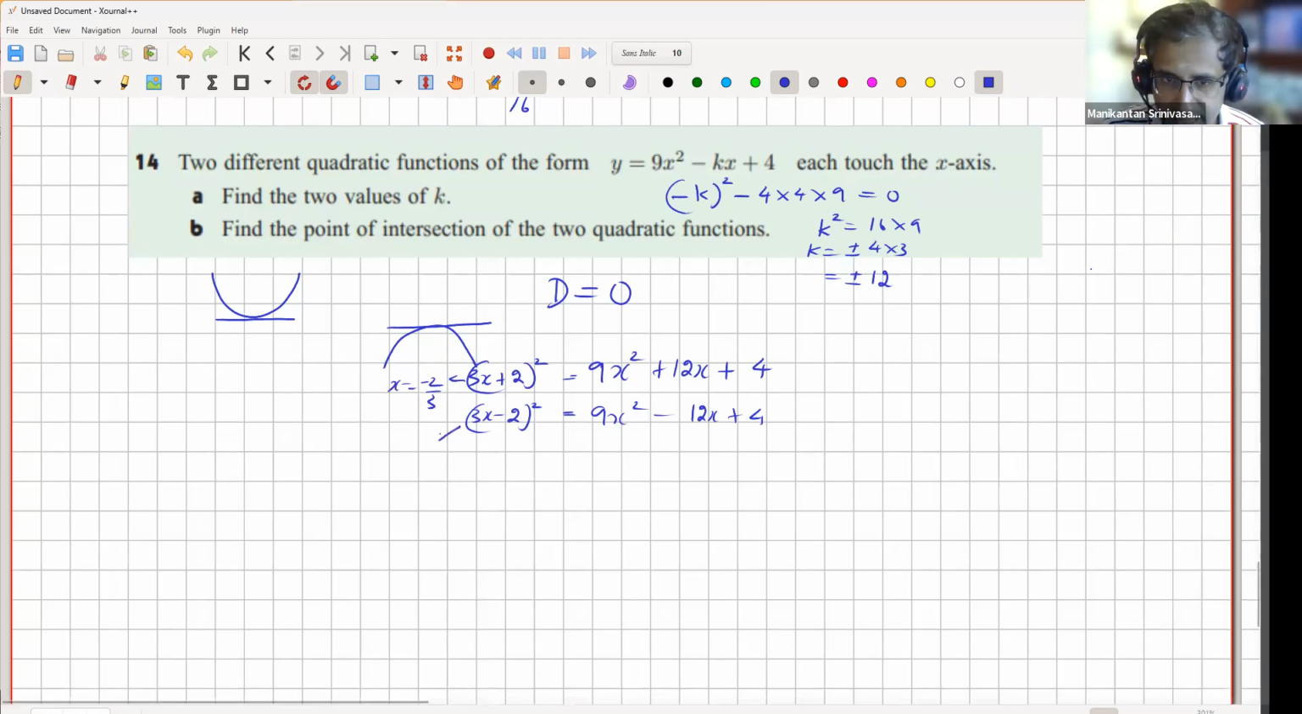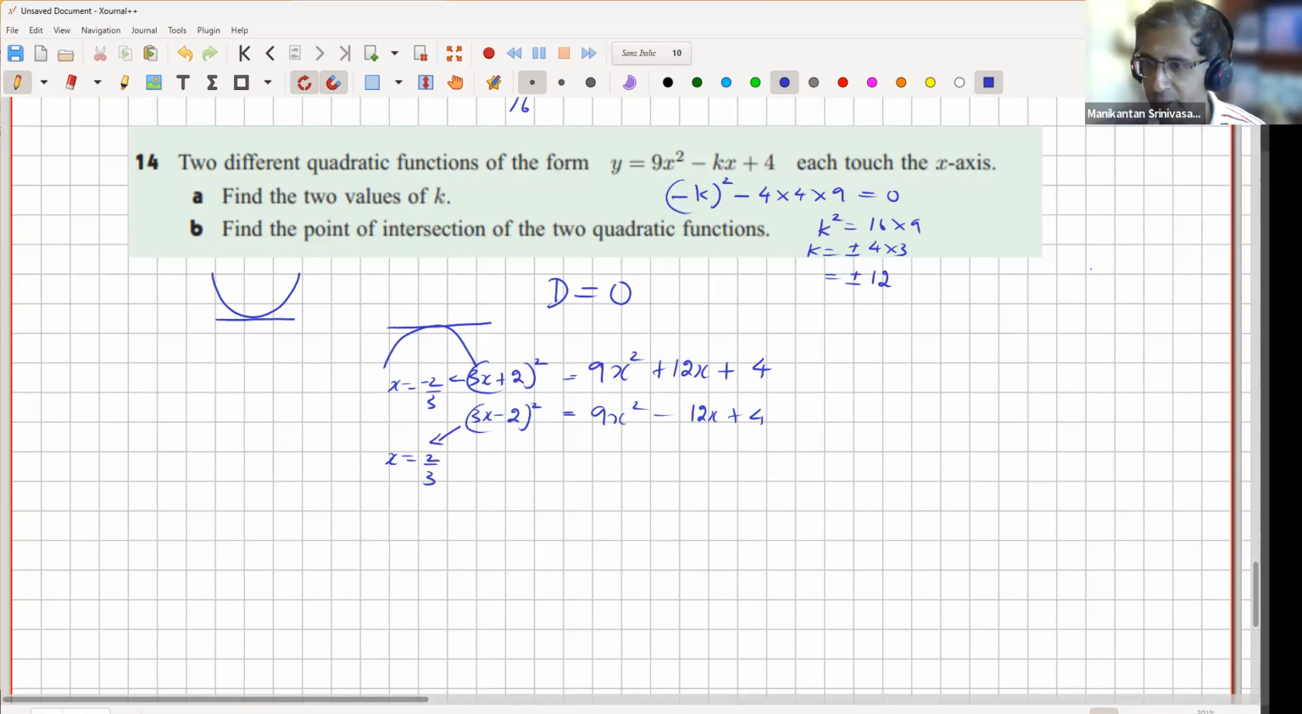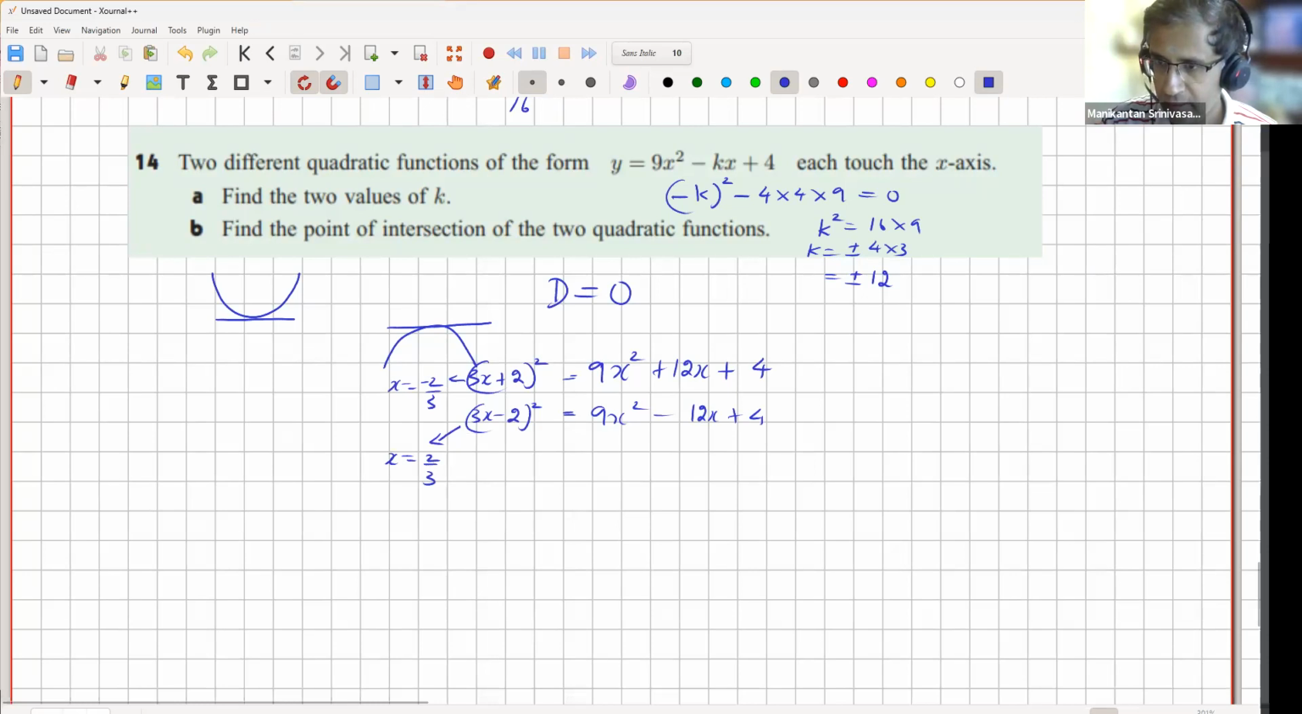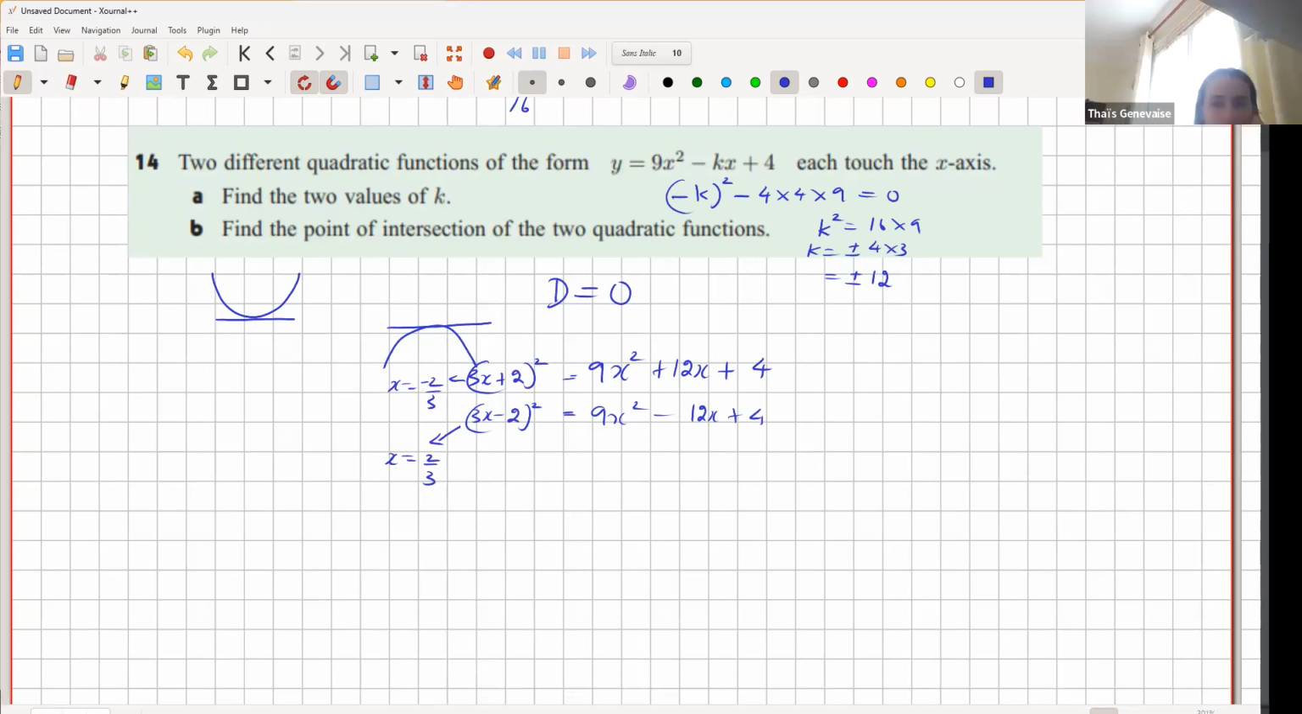And the two roots in this case are repeated roots at x equal to 2 by 3. When you have repeated roots, that's when you have this tangential type of behavior. Does it make sense, guys? Yes, sir. Okay, cool.